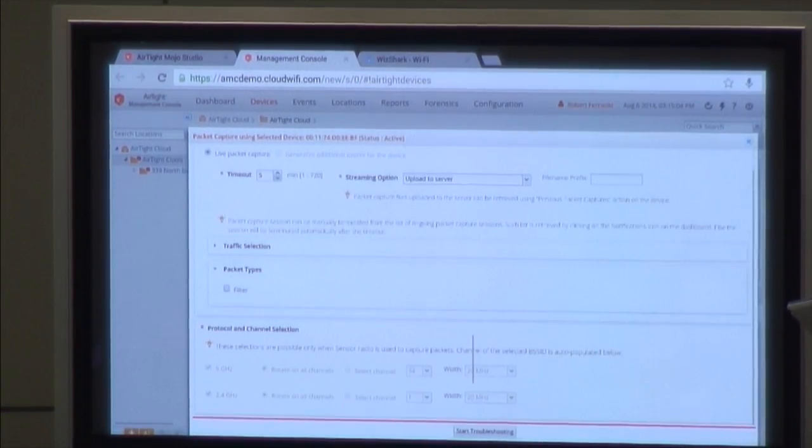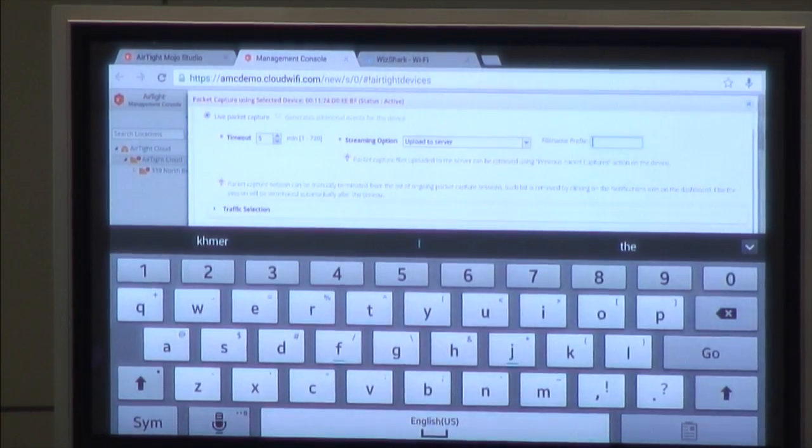Do you take any kind of performance penalty doing the capture on the AP? Not that much, because we are capturing the packets that the AP is already serving. So we just tap into that at a level where we don't do any extra computation.